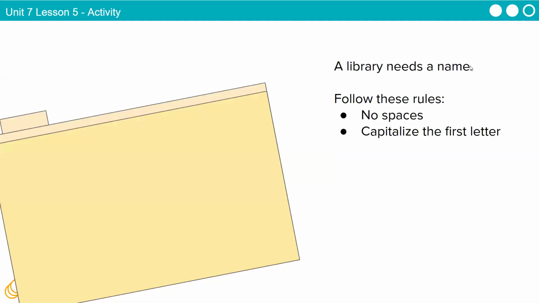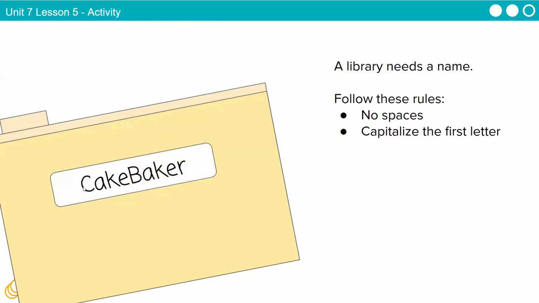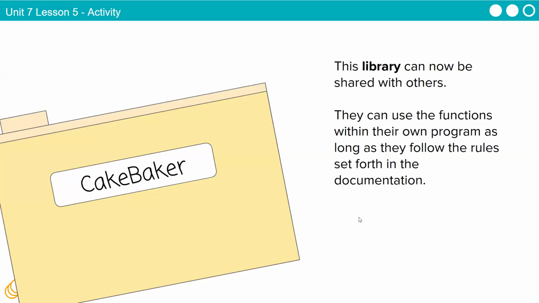So a library needs a name, and we're going to follow these rules. We're going to have no spaces in our name, and we're going to capitalize the first letter. Now, prior to this, we've been using a lot of camel case for our variables and our function names, and now for our libraries, we're going to capitalize the first letter. The library can now be shared with others. They can use the functions within their own programs as long as they follow the rules set forth by the documentation.